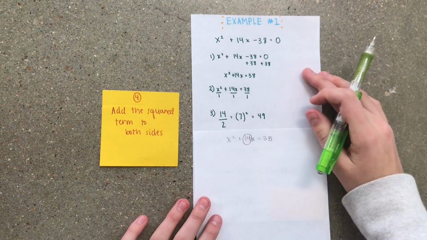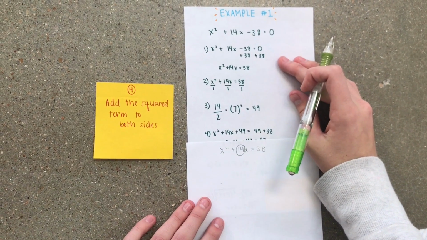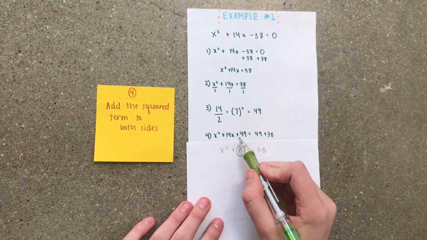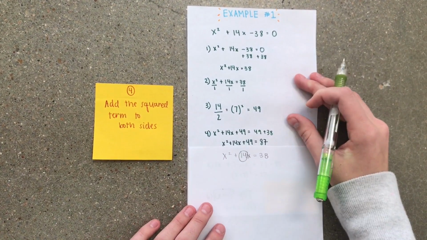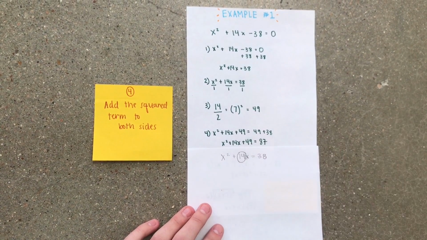Okay, so step 4, we're going to take that 49, and we are going to add the squared term to both sides. So here we are adding 49 to the left side and the right side, and we end up getting x squared plus 14x plus 49 equals 87.